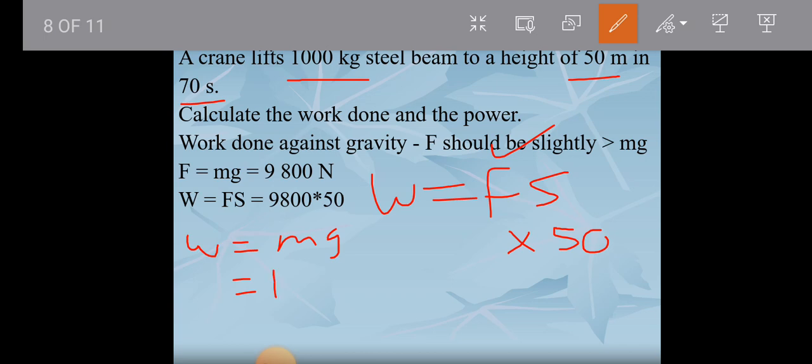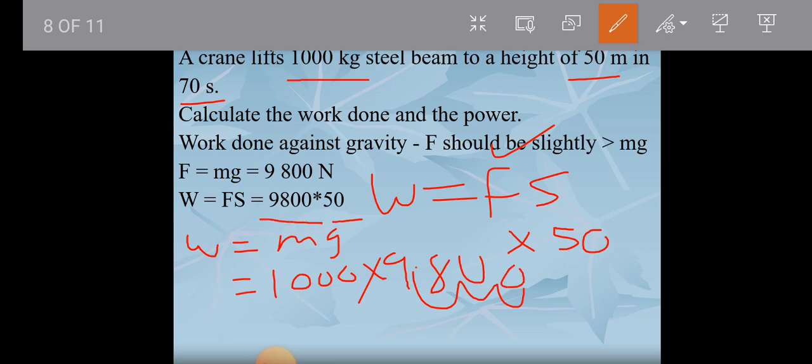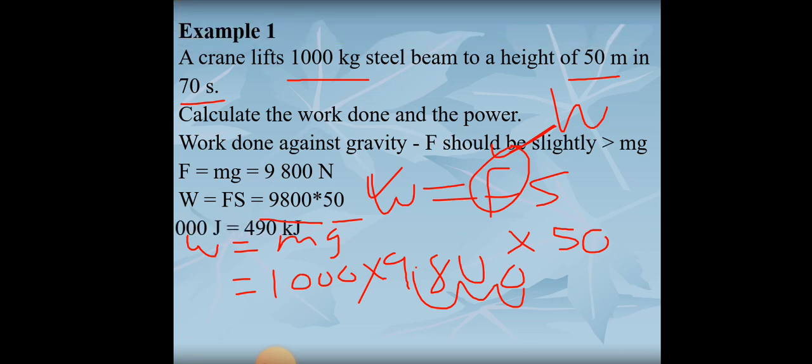Our mass there is 1000 times, what is our g? Our g is 9.8. Therefore, you get 9,800. So our force there is going to be 9,800, times 50. You first calculate this force, and this force is the same as our weight. Mind you, this W here is work done. So now you can see that our work done is going to be 9,800 times 50.